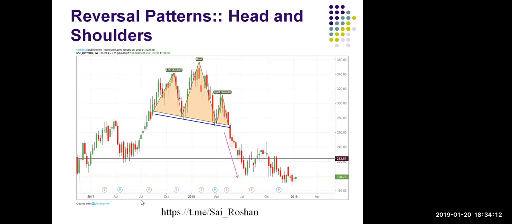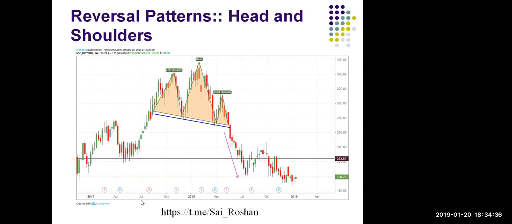So now you'll have the left shoulder here. The head is bigger, okay, because the head is taller, topmost, and then you have a right shoulder. Now the left shoulder and right shoulder need not necessarily be of the same size. Just keep this in mind, okay? Number one, the left shoulder and the right shoulder need not necessarily be of the same size. Number two, the head should always be bigger than the shoulders. There's no doubt on that.